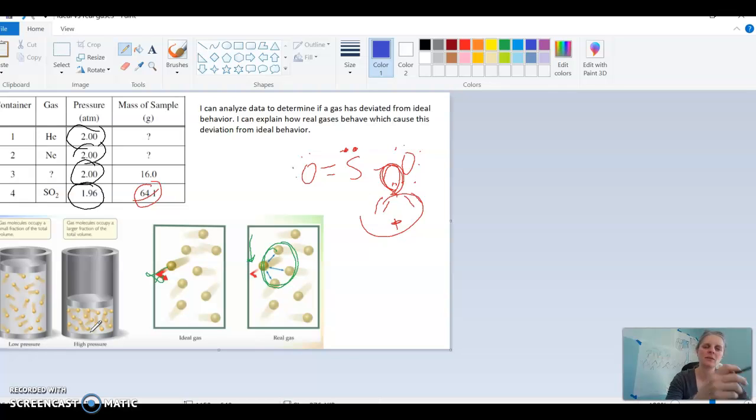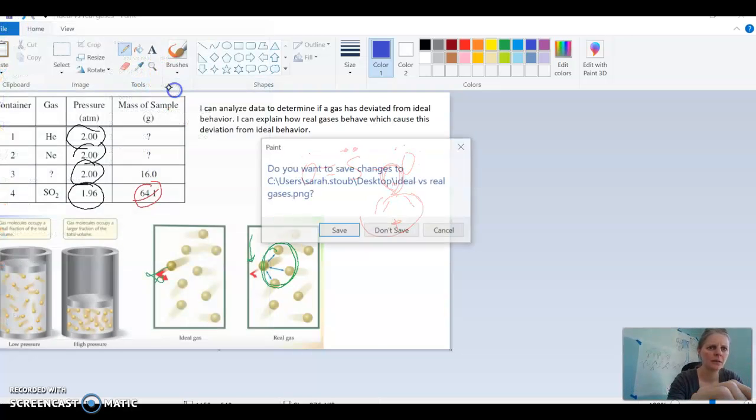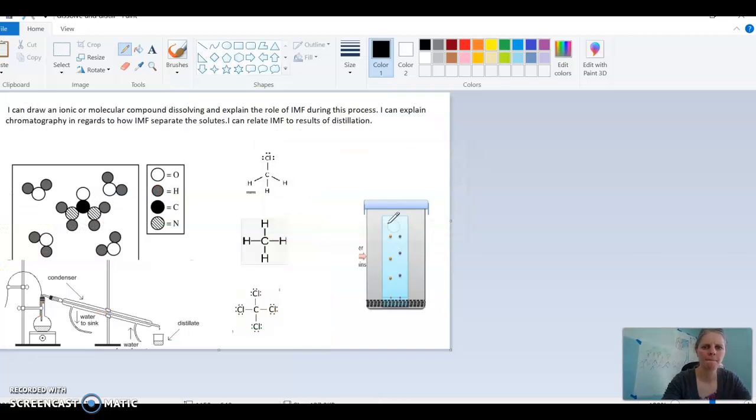So the more mass in the molecule, the more likely it's going to deviate from ideal gas behavior as well. Okay, moving on to the next topic. And that would be this topic.